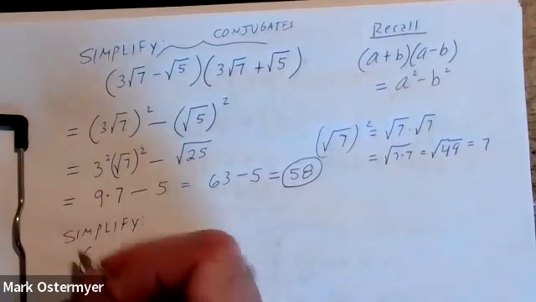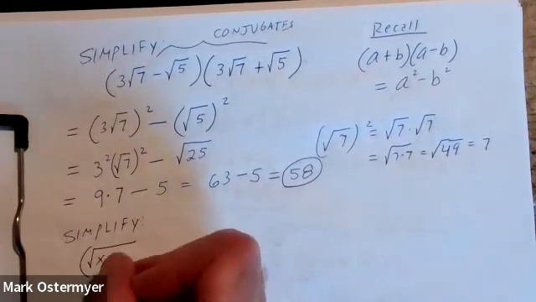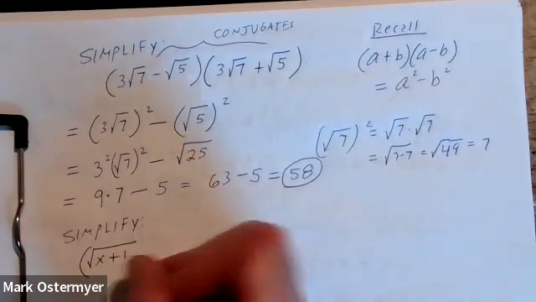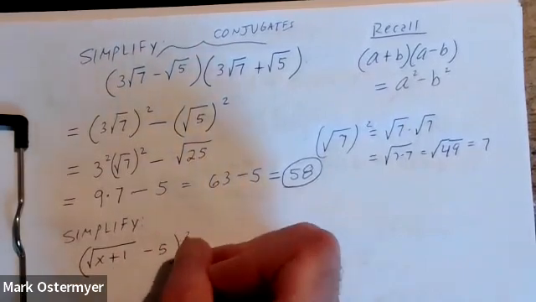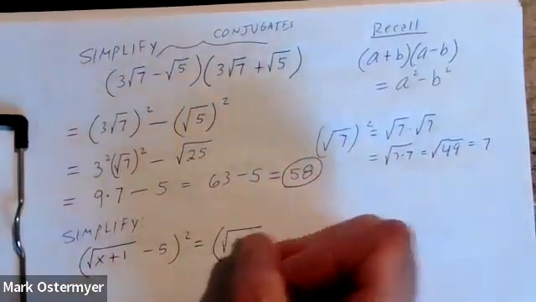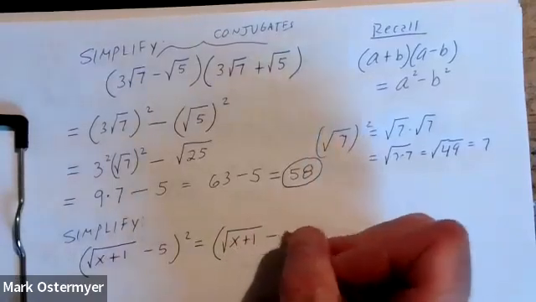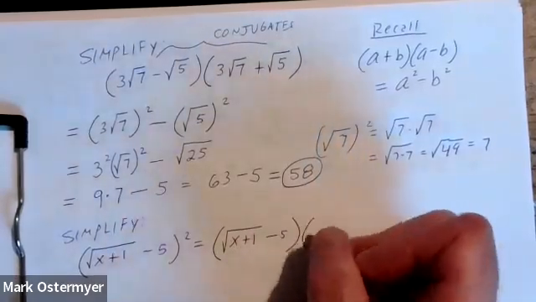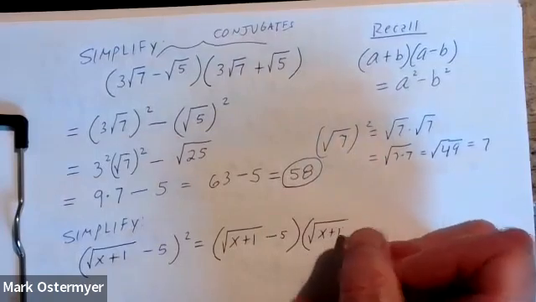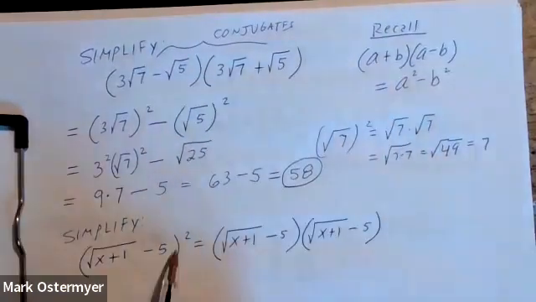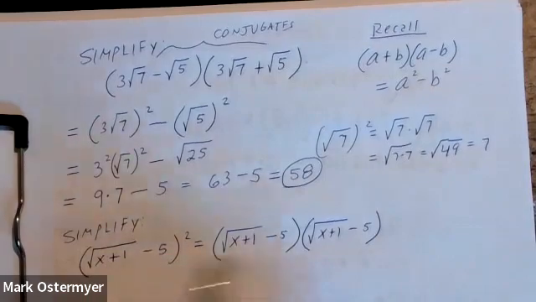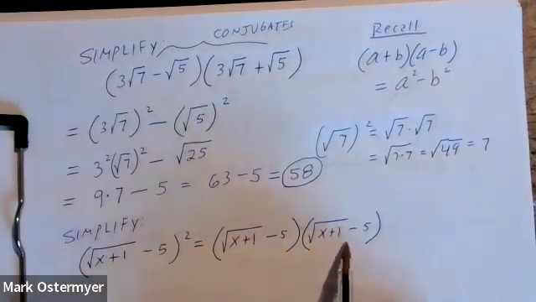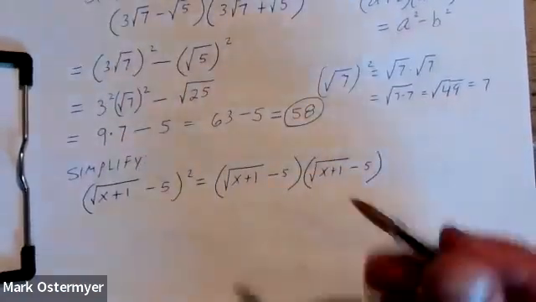Finally, let's simplify this one here. We got the square root of x plus 1 minus 5, and we're going to square this. That's to say we're going to take the square root of x plus 1 minus 5, and we're going to have to multiply it by itself. A common mistake is to say that you're just going to square your first term and last term and be done with things. That's not the case. We have to multiply this by itself. And these are not conjugates of each other, so we're going to have to do this the long way.